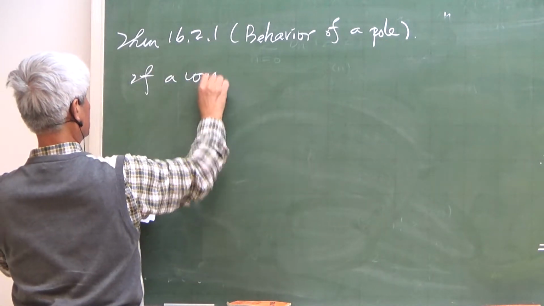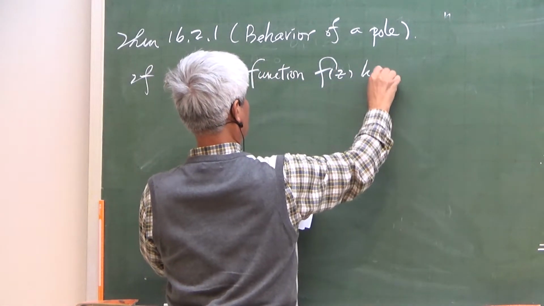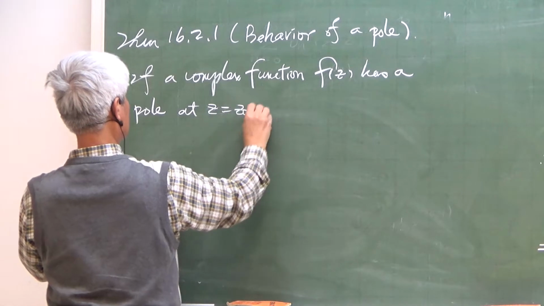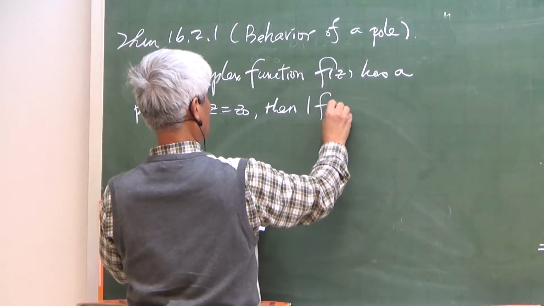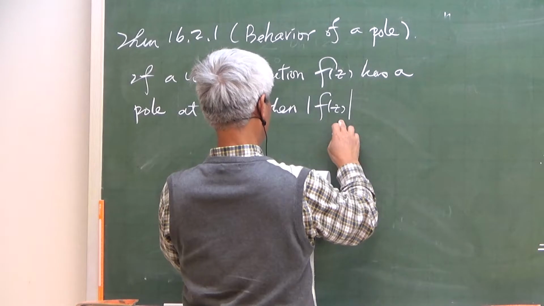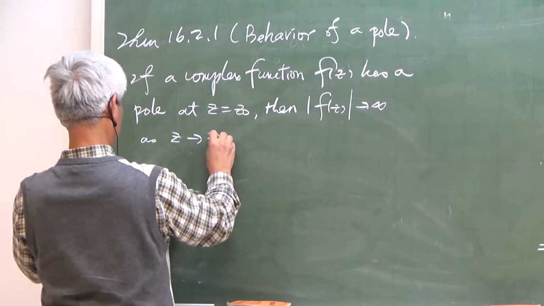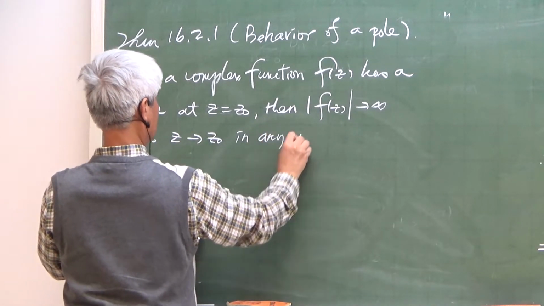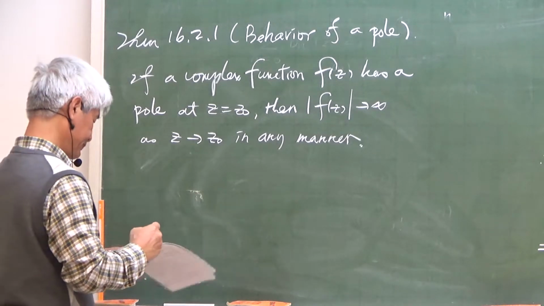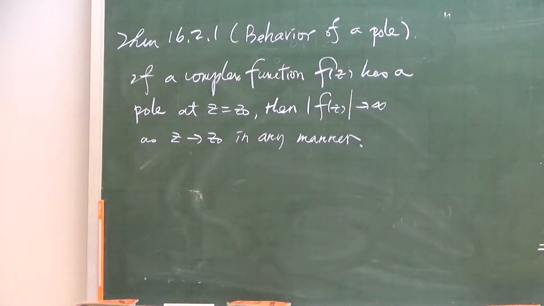If a complex function f of z has a pole at z equal to z zero, then the absolute value of the function value goes to infinity as z goes to z zero, in any manner. So this is the general behavior. You will see that behavior here.